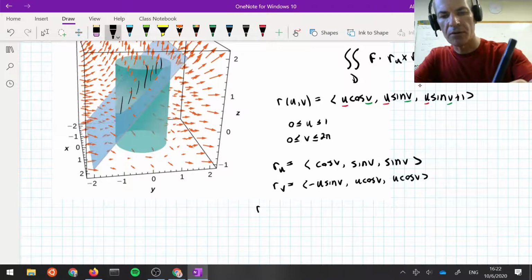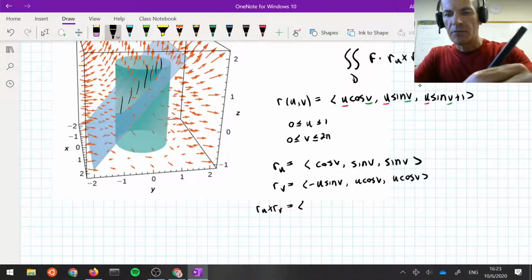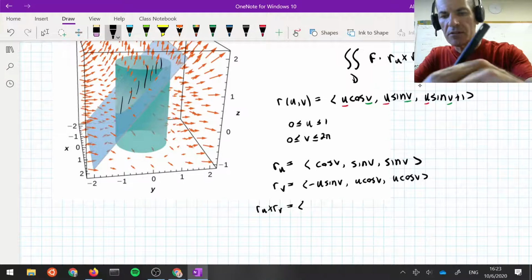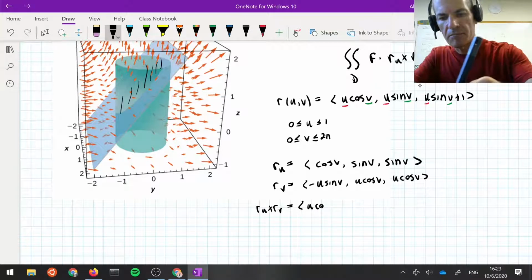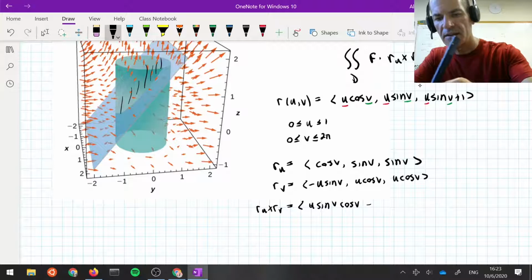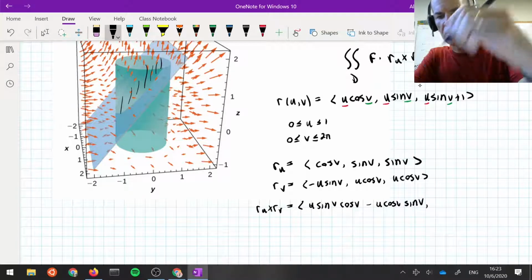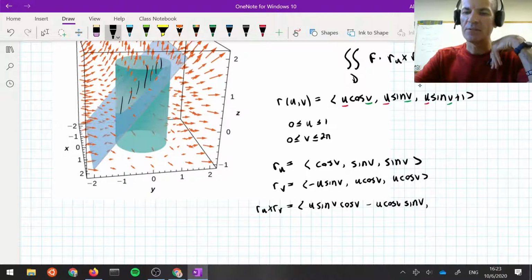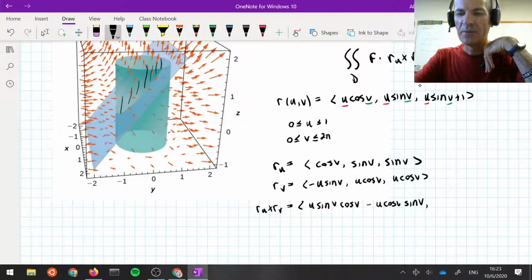Now let's compute ru cross rv. In the first case, we get u cosine squared v. Sorry, not u cosine squared v. We get u sine v cosine v. You do have to keep your wits about you when you're doing these. Minus u cosine v sine v. That's a pleasantly simple result. That gives me 0.